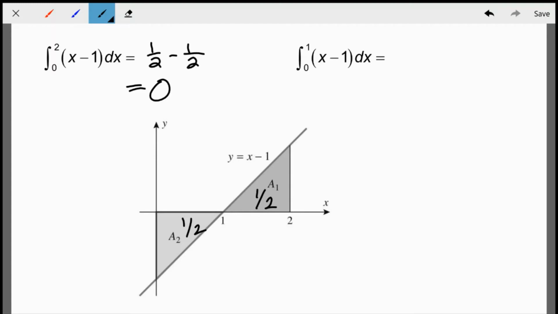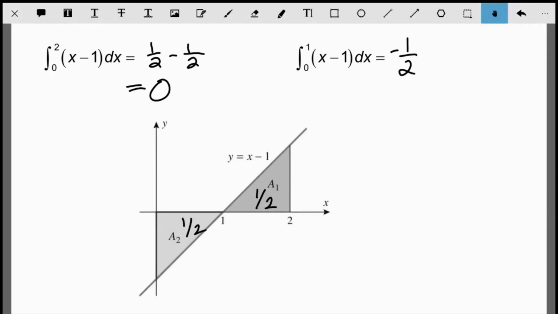Now, on the interval from 0 to 1, for this second integral, you can see we have area below the x-axis. So I know my integral value is going to be the negative of that area, and it's just negative 1/2. Okay, so not that difficult to do, and once you get your head wrapped around that part of it, this is actually pretty simple to deal with.